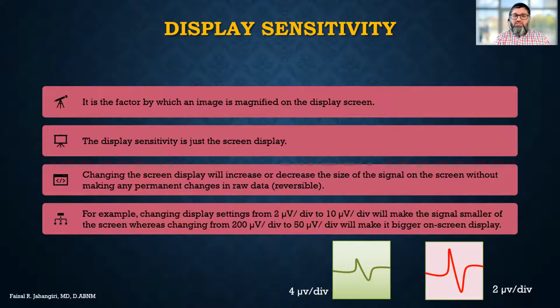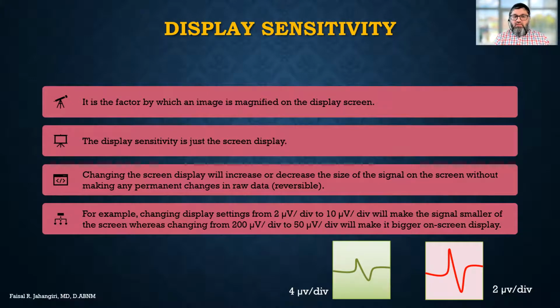So it's a factor by which an image is magnified on the display screen. So you are zooming in or zooming out. Changing the screen display will increase or decrease the size of the signal on the screen without making any permanent change in the real raw data.